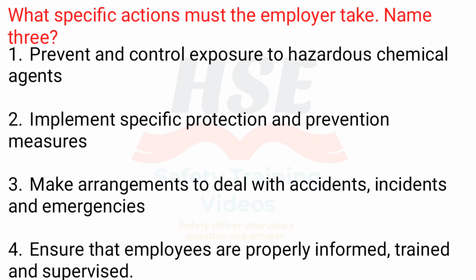What specific actions must the employer take? Name 3. 1. Prevent and control exposure to hazardous chemical agents. 2. Implement specific protection and prevention measures. 3. Make arrangements to deal with accidents, incidents and emergencies. 4. Ensure that employees are properly informed, trained and supervised.